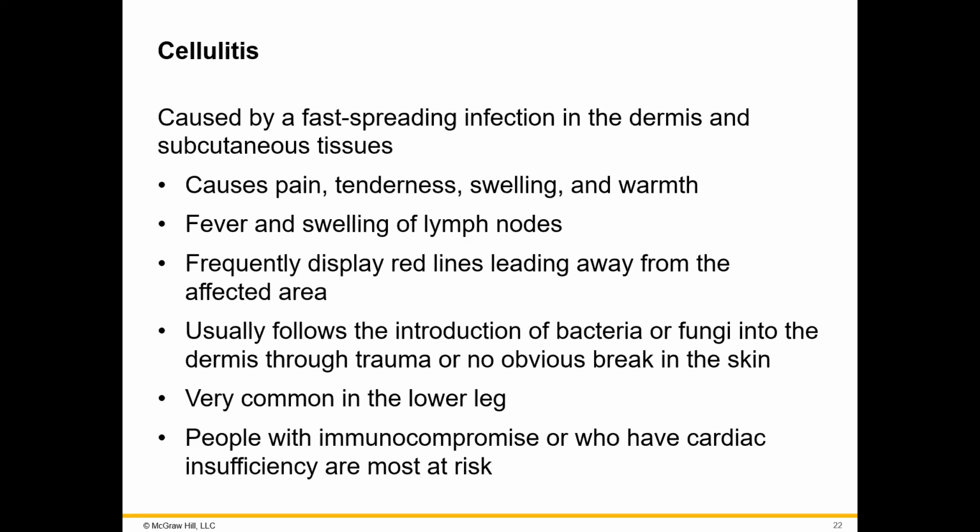We have pain, swelling, and warmth, and usually redness of the tissue. And there is often not going to be any introduction through trauma. It's just migration of microbes through the upper layers of the skin into the deeper tissues, and then spreading in the deeper tissues. We see this a lot in the lower leg, especially in patients who have diabetes and decreased blood flow.